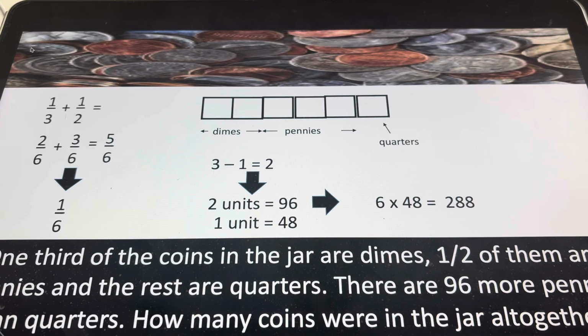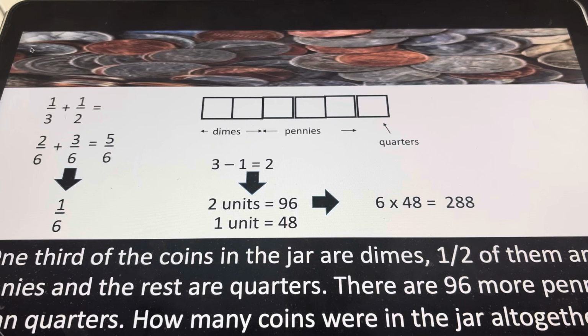So what we're going to do is say, well, the number of pennies is 96 more than the quarters. So if we take 3 of the units and we subtract 1 of the units, we can say that the pennies is 2 units bigger. And we know from the problem that 2 units, the bigger amount, is 96. So if 2 of them are 96, you divide 96 by 2 and you're going to find out it's 48. So each one of them is 48.